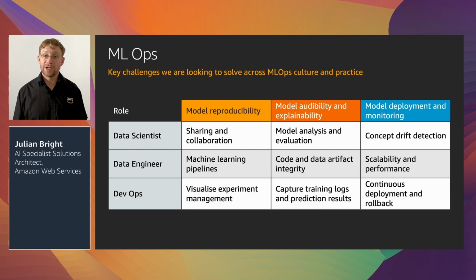From a DevOps standpoint, being able to visualize and see what's happening with these pipelines, being able to understand from an experiment management point of view, are we improving those models? Are we ensuring that we have the right mix of models in play? Being able to capture training logs and prediction logs throughout that process is really key. And then, of course, in terms of deployment, having that automated, having that continuous, and having the ability to roll back when things are detected to be not what we would expect for the model.